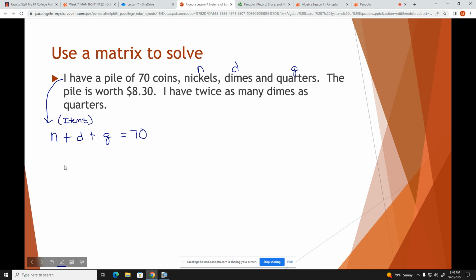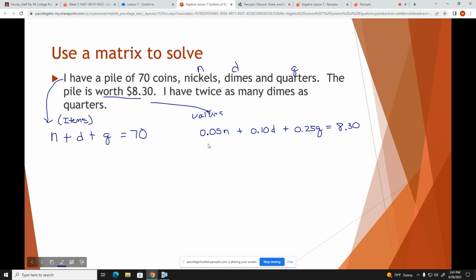And then next, we can make a value equation. So for my value equation, I'm using this second sentence. So the pile is worth $8.30. So a nickel I know is worth 5 cents. And I do have to think of this in terms of dollars though. So I'm going to put 0.05 for 5 cents, like $0.05 for the nickel. And then 10 cents for the dime, so that would be 0.10. You can just put 0.1 if you prefer. And then 25 cents, so 0.25 for the value of the quarter. And then when I'm including the value of each coin, I get $8.30.